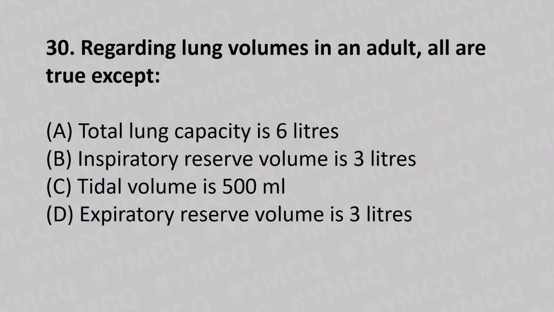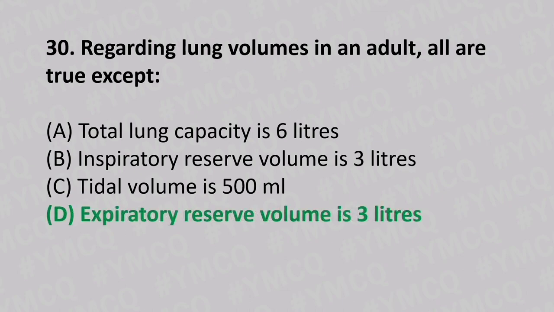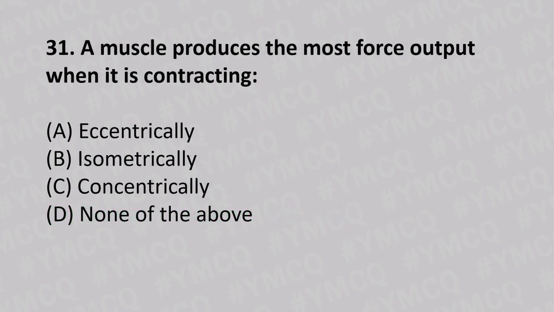Regarding the lung volumes in an adult, all are true except option A, total lung capacity is 6 liters. Option B, inspiratory reserve volume is 3 liters. Option C, tidal volume is 500 ml. Option D, expiratory reserve volume is 3 liters. And the answer is option D, expiratory reserve volume is 3 liters. Moving to our 31st question.